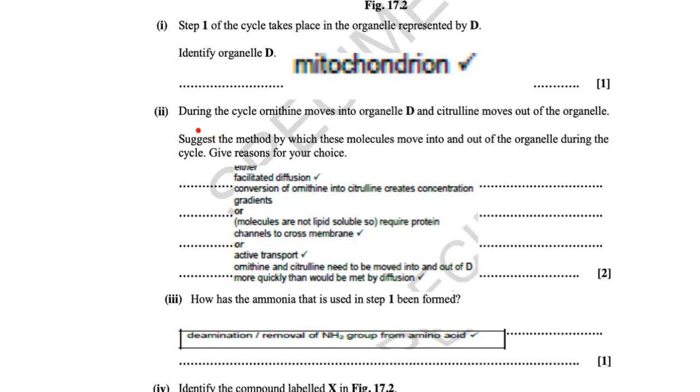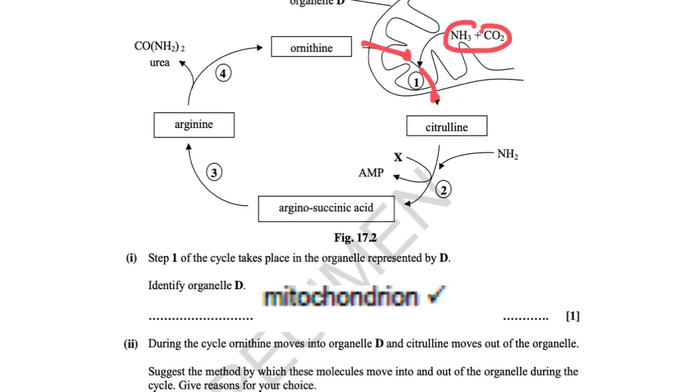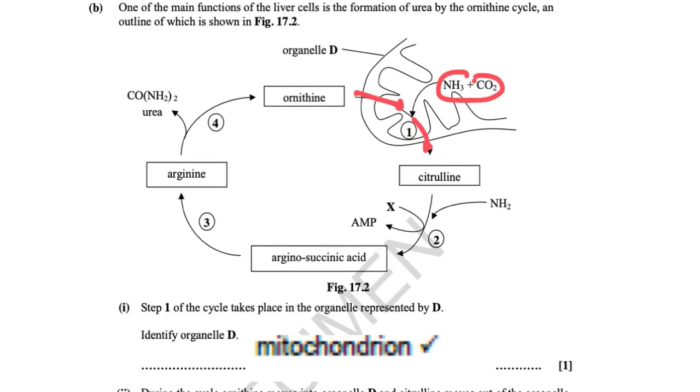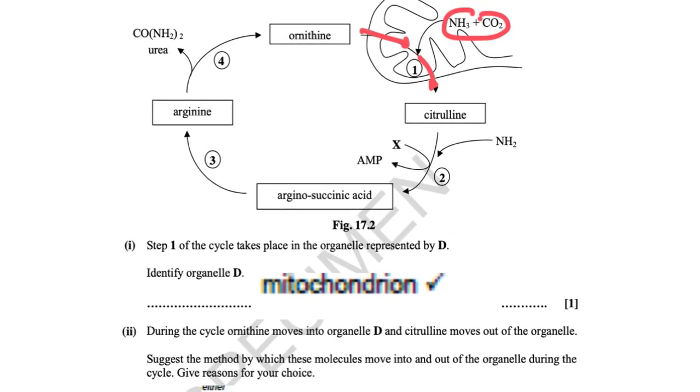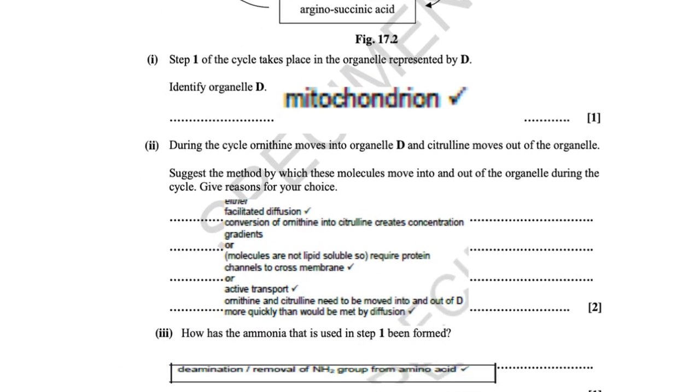Suggest means apply your previous understanding of theories. So it means you haven't been taught the method by which ornithine and citrulline move in and out of the organelle. However, you have been taught the concept of facilitated diffusion. So you should be aware that the transformation of ornithine into citrulline will maintain a concentration gradient, and that concentration gradient means that facilitated diffusion is possible.